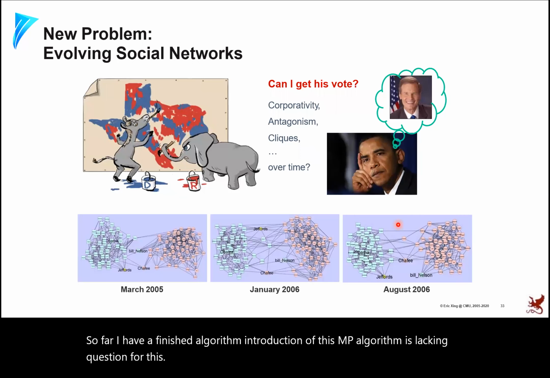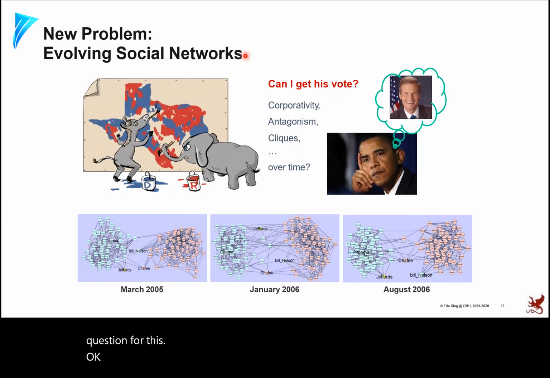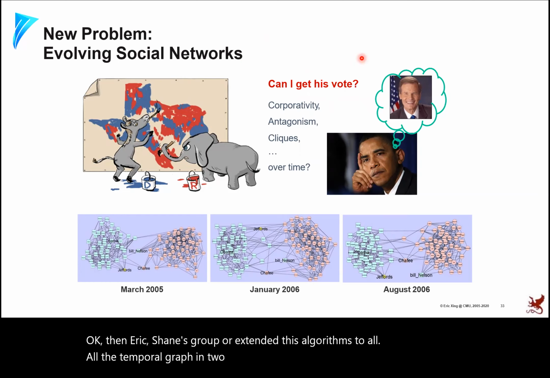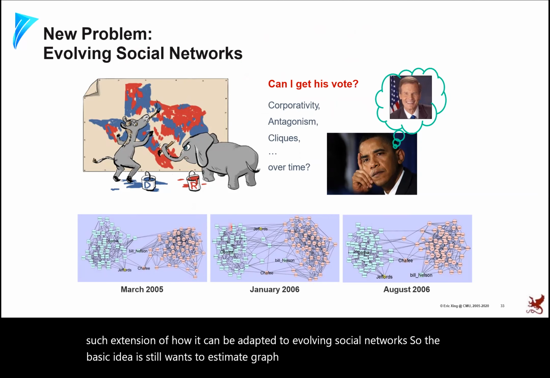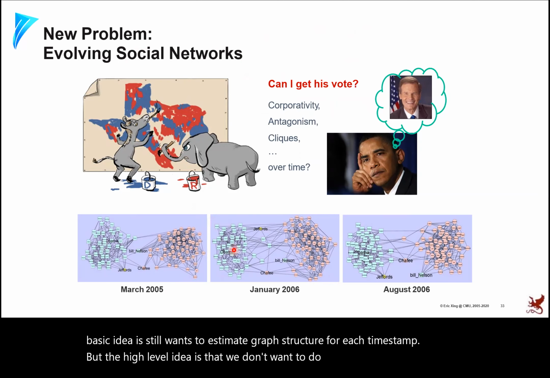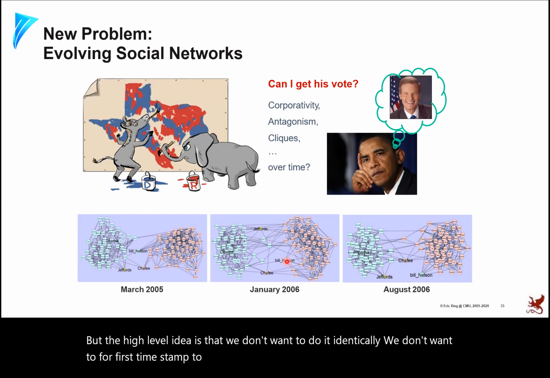Then Eric Xing's group extended these algorithms to the temporal graph in 2008 and 2009. In this lecture, he also introduced such an extension of how it can be adapted to evolving social networks. The basic idea is still that we want to estimate the graph structure for each timestamp, but the high-level idea is that we don't want to do it identically. We don't want to estimate a different structure for each timestamp. We want to see how the structures for different timestamps must have some correlation.